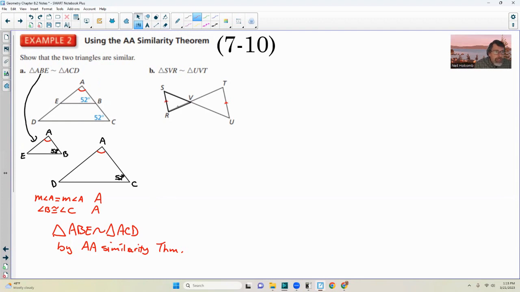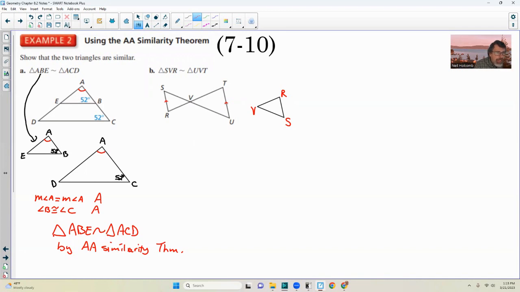Now part B, I did something similar. Part B, I copied this SRV, Stevie Ray Vaughan triangle. Now, if I were to rotate this around, you will see that it is a rotation of VTU, and it's same shape, different size. So I just want you to be aware of that. So now that that is rotated, this is S. R is up here, and V is right there. Okay? So what we're trying to prove is triangle SVR is similar to triangle UVT.